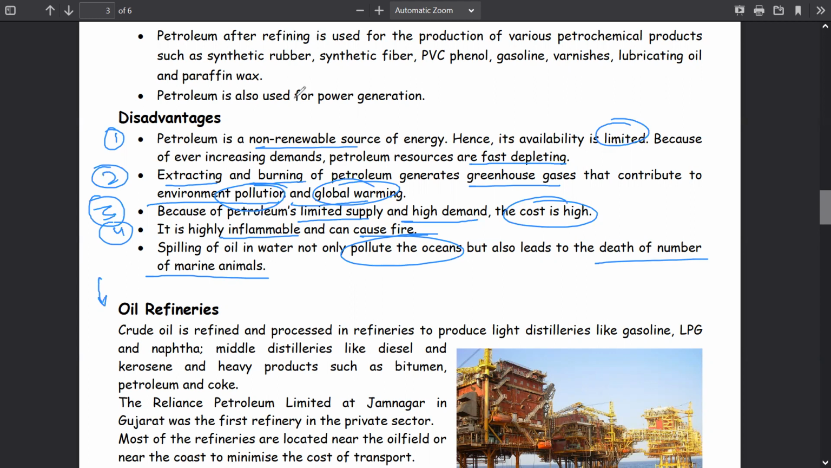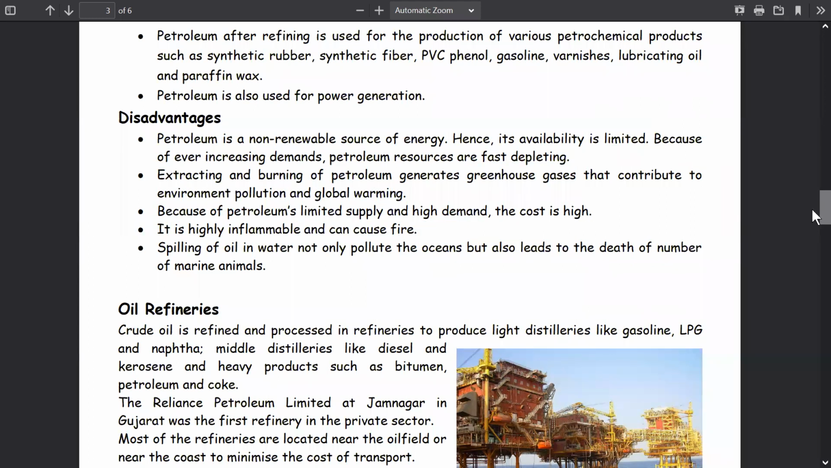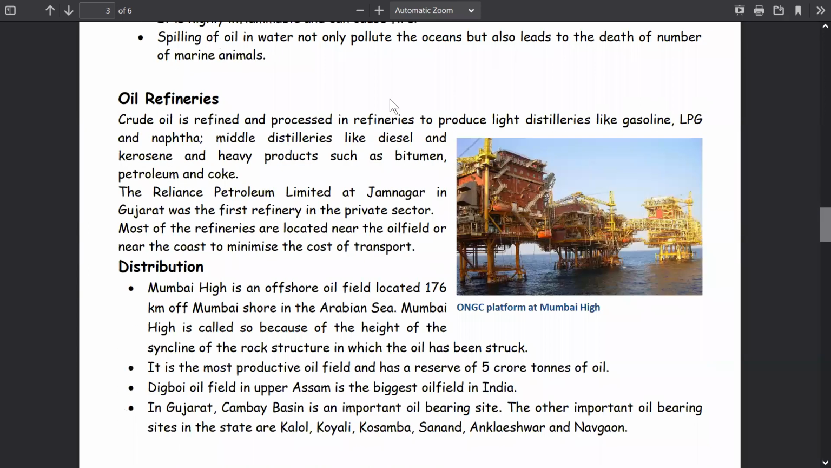I'll just erase all of this and scroll down a bit. Okay. Crude oil is refined in the process and processed in refineries to produce light distillates like gasoline, LPG, and naphtha. You could read this whole para by yourself. The Reliance Petroleum Limited at Jamnagar in Gujarat was the first refinery in the private sector and is the largest oil refinery in the world.